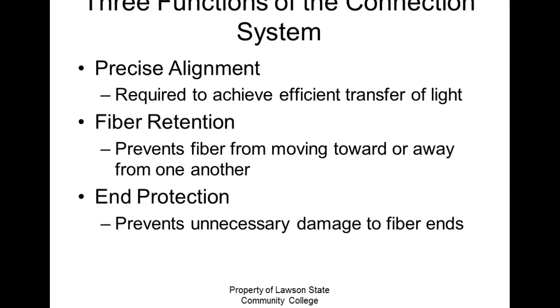We have three types of connection systems. We'll get through this and we'll try to look at some plan. Precise alignment is required to achieve efficient transfer of light. We need to make sure that our connectors prevent fiber from moving toward or away from one another, and provide protection from unnecessary damage to the fiber end. So our connection system has to provide all this. These are the three main things they have to provide.